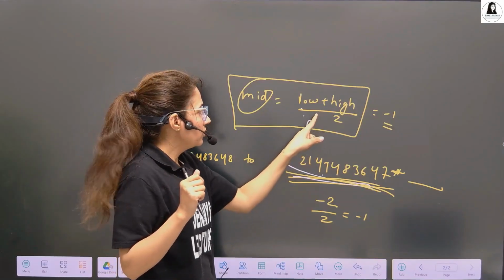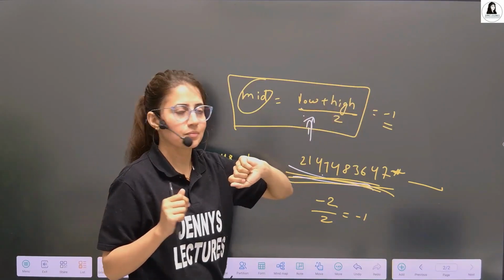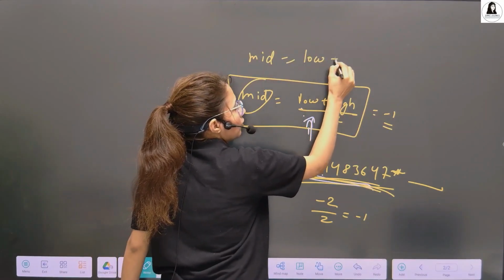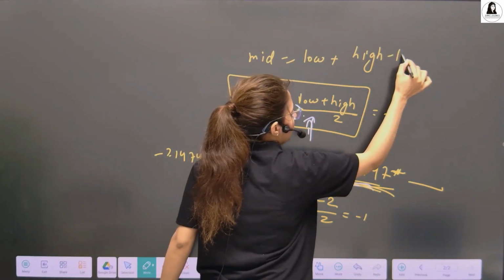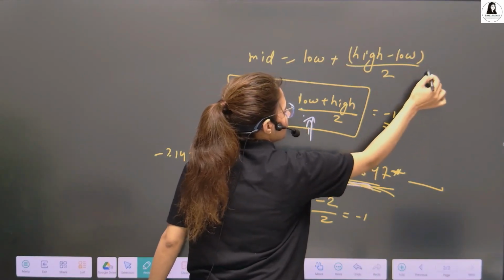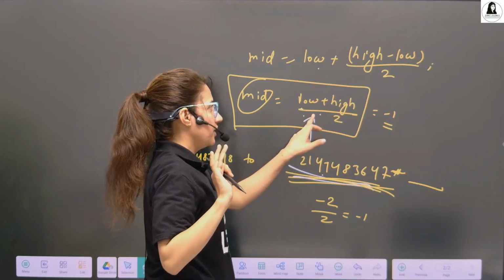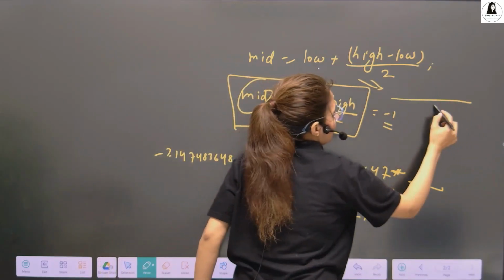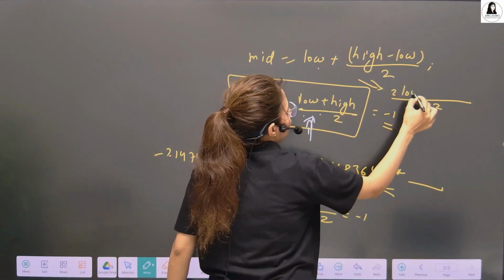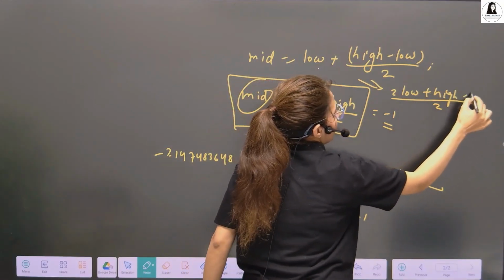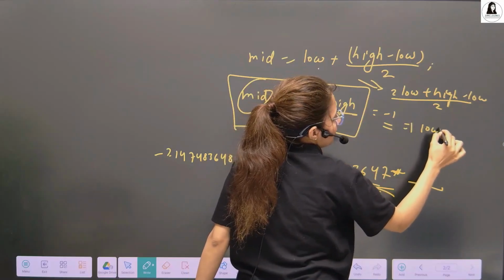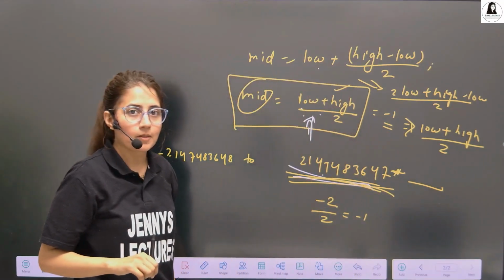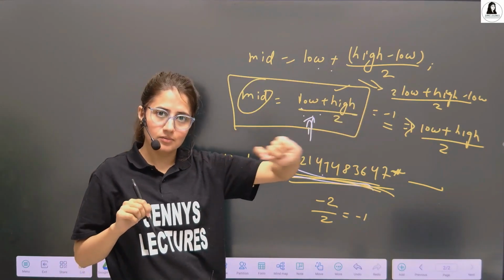So we can do one thing, we can just write down this thing in a different way. We can write mid is equal to low plus (high minus low) divided by 2. This is the same as the original and will give you the same result, because if you compute this, the LCM is 2, and 2 into low plus high minus low ultimately becomes (low plus high) divided by 2. But in this case, it will not give you that overflow condition.